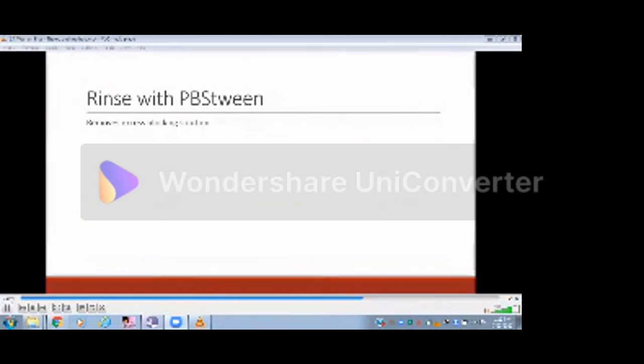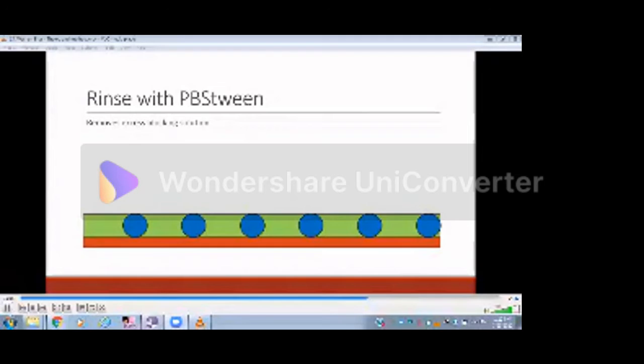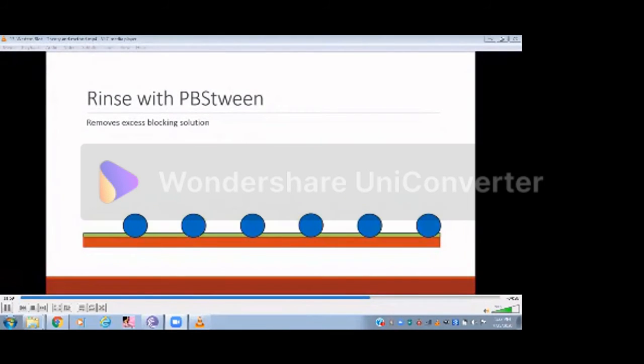Okay, so the next step is to rinse with something called PBS-Tween, and what this does is remove any excess blocking solution. And Tween promotes better washing when you're using it. So again, imagine here we've got our flooded nitrocellulose membrane with our proteins of interest, and as soon as we apply the PBS-Tween, we're literally removing any of that excess blocking solution, leaving us with a thin layer.